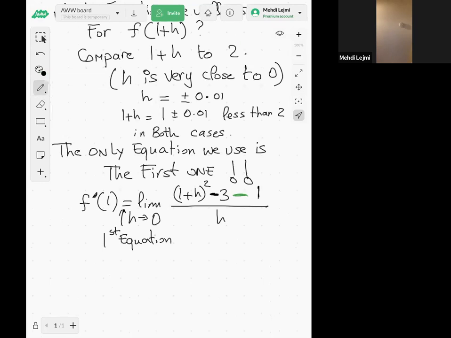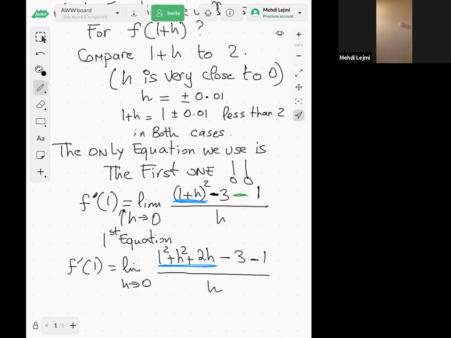Now we compute the one plus h squared. So f prime of one is the limit, h going to zero. One plus h squared is one squared plus h squared plus 2 times h. Then there is minus 3, and then minus 1, over h.